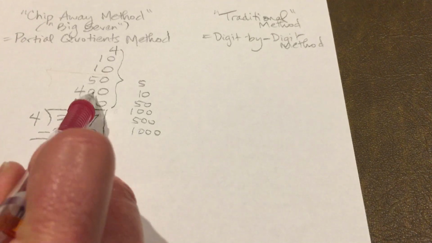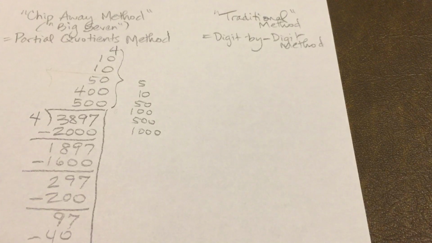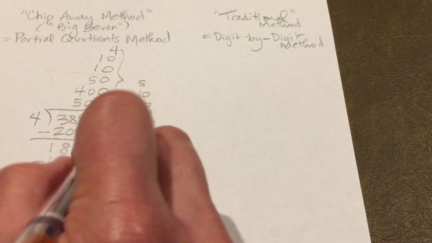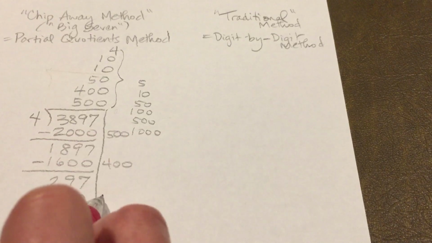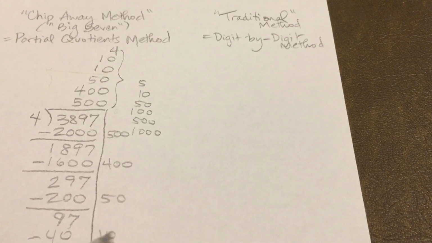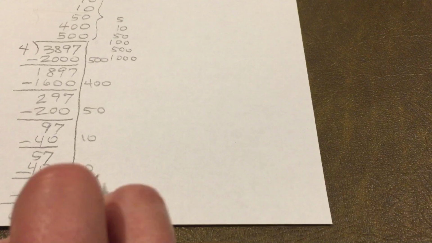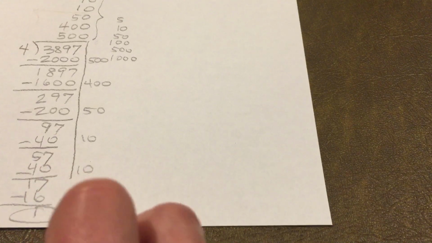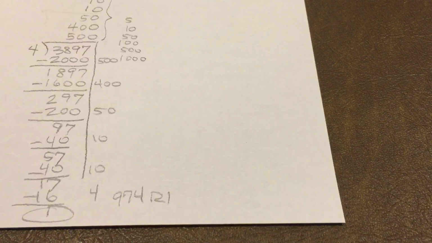So ultimately then they have to either in their head or on paper add up all those amounts they took. Some people write them to the side here and add them up that way. 500, 400, 50, 10, 10, and 4. And then they can add up all of those numbers, and you'll see that again I end up with that same answer of 974 with a remainder of 1 as my quotient, my final answer.